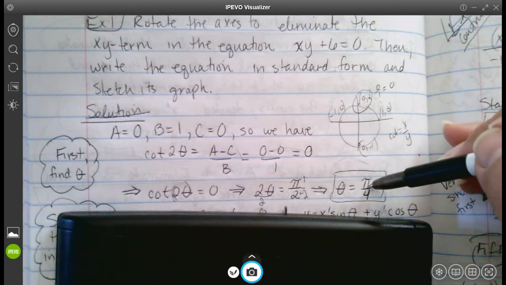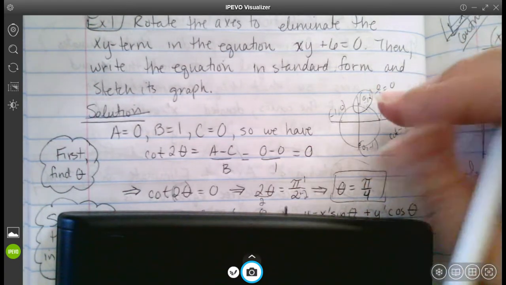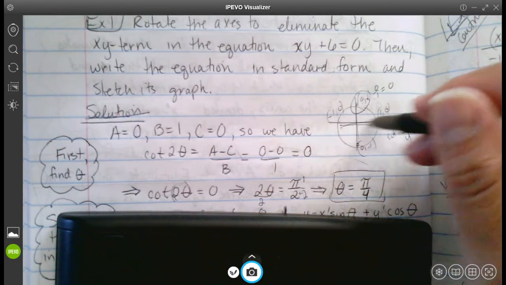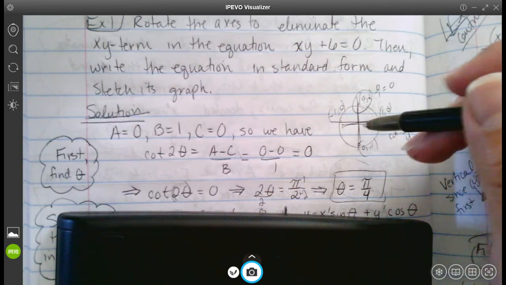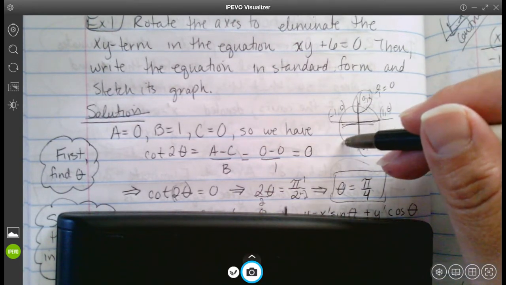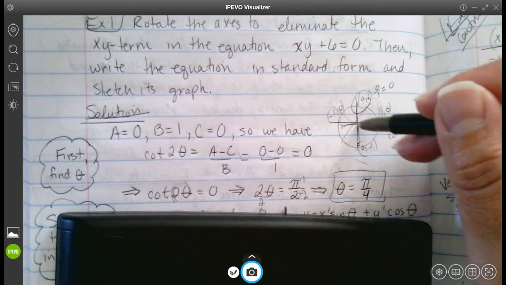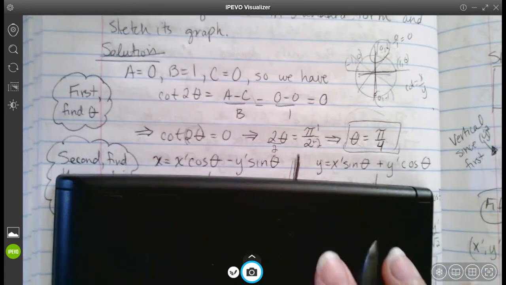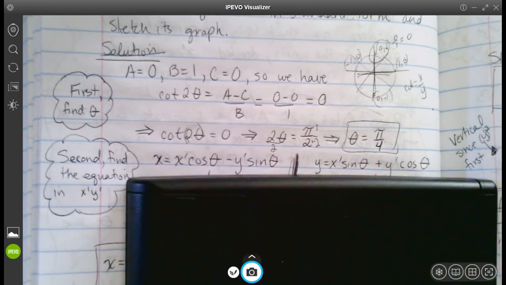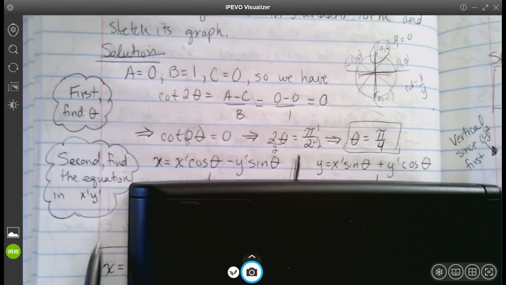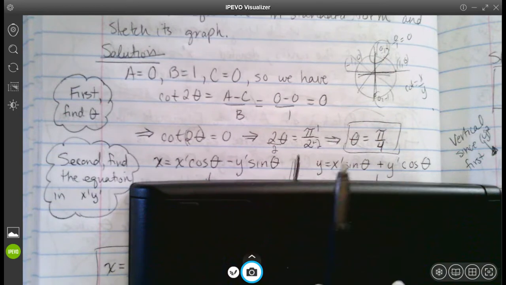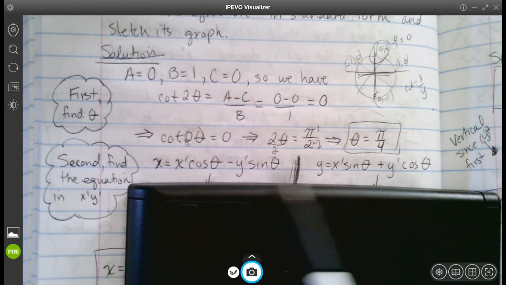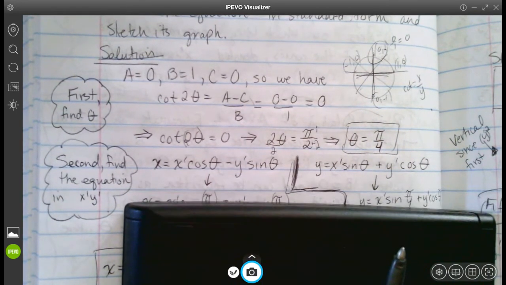Okay, so this is the angle that the axis is going to rotate. In other words, these axes, yeah, plural, are going to rotate 45 degrees. So they're probably going to be something like this, okay? But anyway, let's move on. Once we find the angle, we have to find the equation in terms of x prime, y prime. So what we do is we use these formulas, okay? And we just plug everything in.